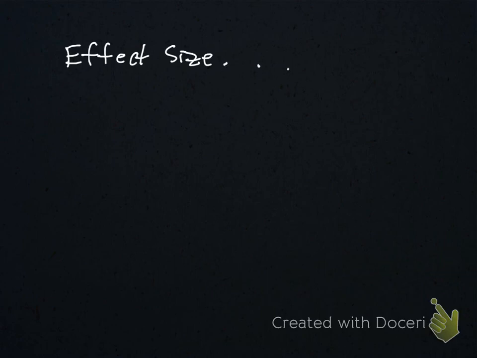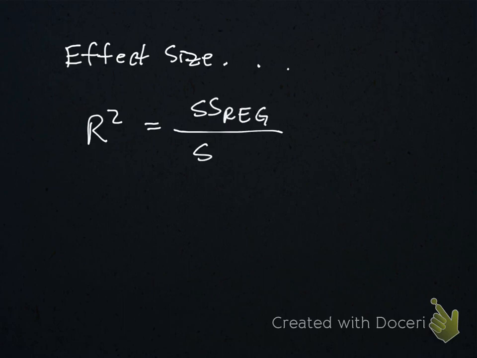But this effect size is going to be that R squared. And this R squared calculation is going to be the sum of squares regression divided by the sum of squares total. In other words, it's the ratio of the total variability that is explained by our regression model. So as you can imagine, the larger our sum of squares regression is, the larger this R squared value is going to be, or the more variance that our model can account for without any error, the larger this R squared is going to be.